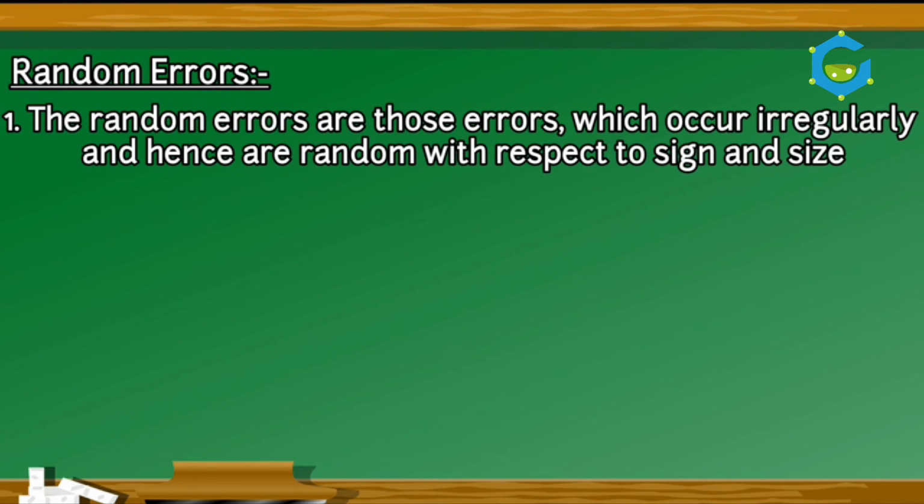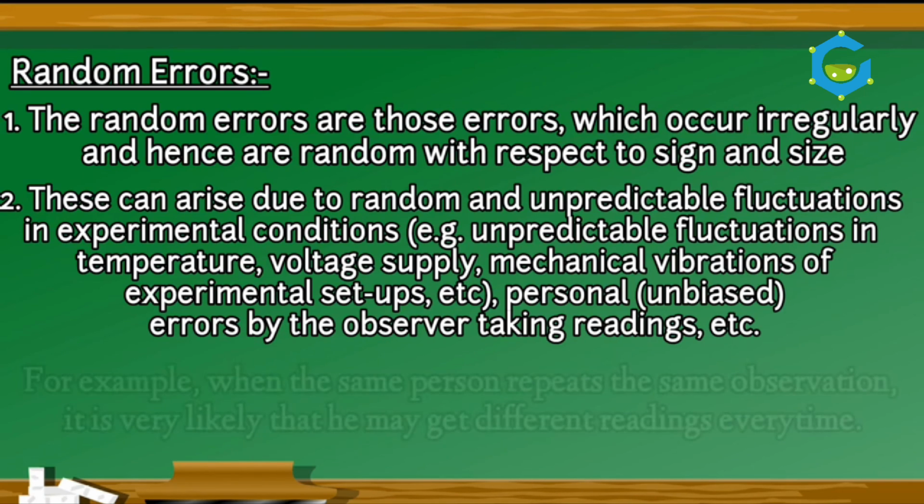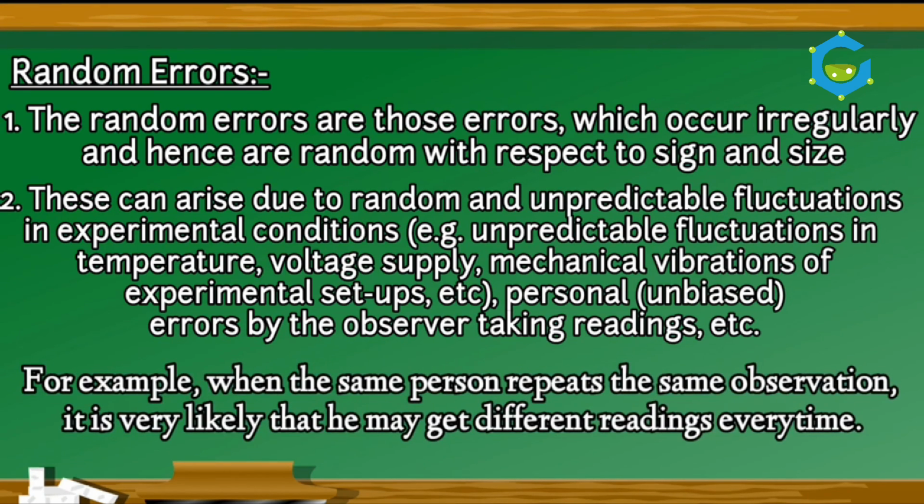Random errors. The random errors are those errors which occur irregularly and hence are random with respect to sign and size. These can arise due to random and unpredictable fluctuations in experimental conditions, for example, unpredictable fluctuations in temperature, voltage supply, mechanical vibrations of experimental setups, etc. Personal errors by the observer taking readings, etc. For example, when the same person repeats the same observation, it is very likely that he may get different readings every time.